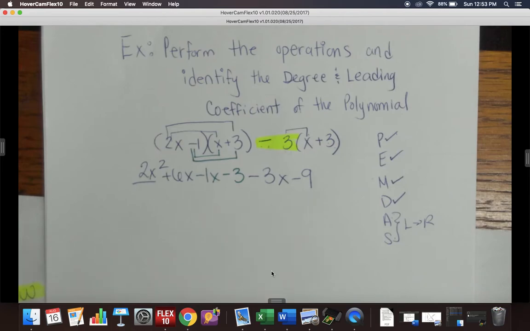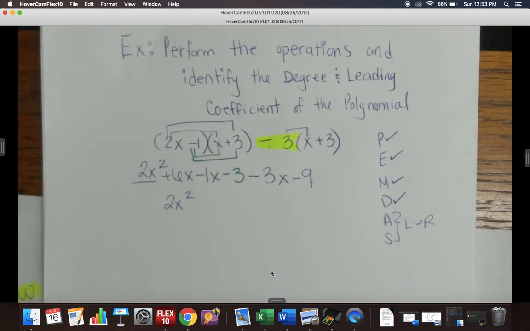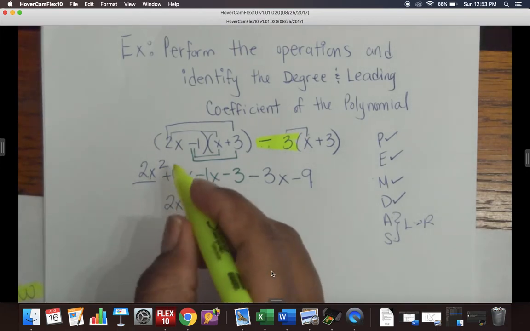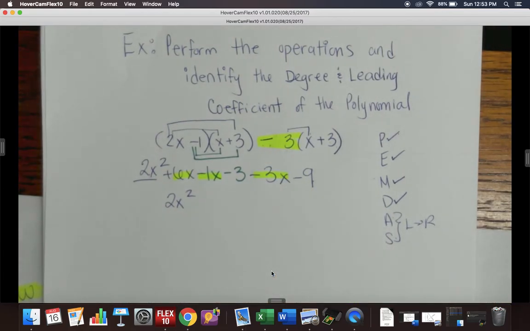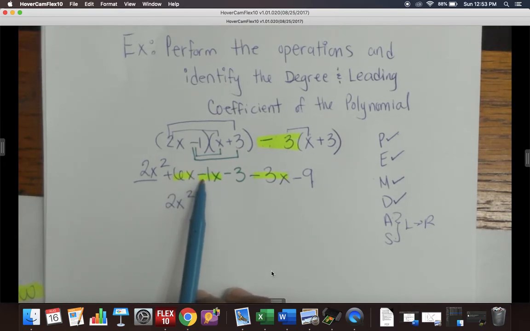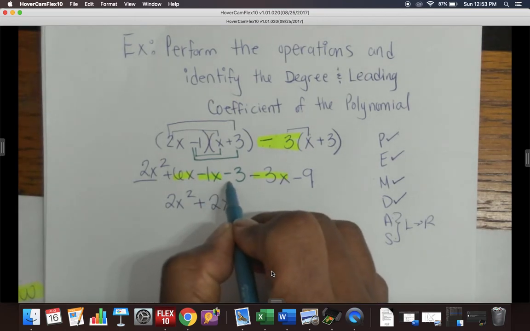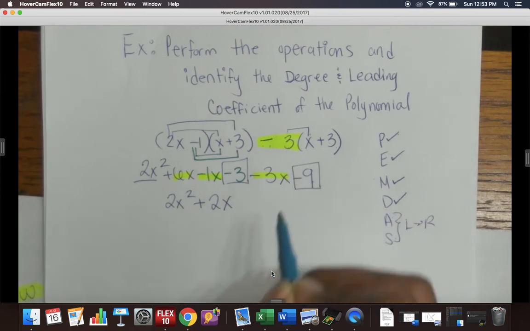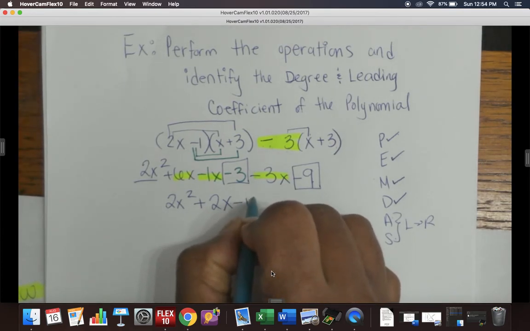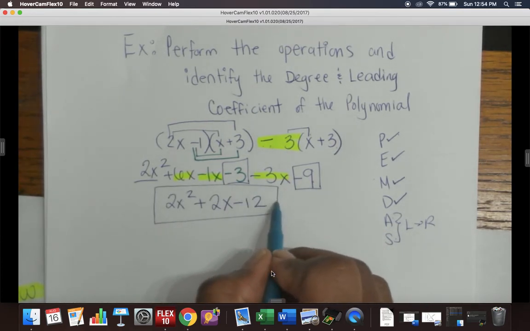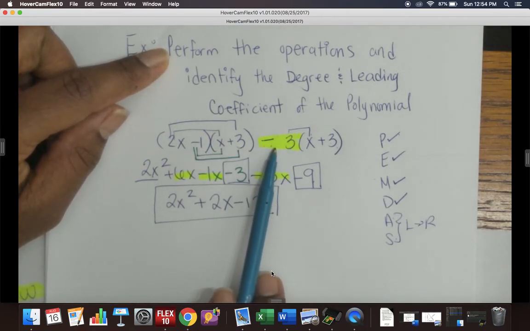So if I look here, 2x squared, that's the only x squared term. So I'm going to leave it as 2x squared. And then I look and I say, oh, I have a 6x, I have a negative 1x, and I have a negative 3x, right? So those three terms should be combined together. So 6 minus 1 is 5, minus 3 is 2. So I'm going to put 2x. And then the last piece is, well, I have a negative 3 and I have a negative 9. You have to remember to keep the sign that's in front of the number with the number. So now I have negative 12. So now I've simplified, which I was asked to do, perform the operations, which are multiplication and some combining like terms, right? Adding and subtracting.